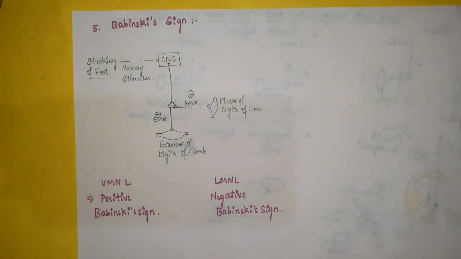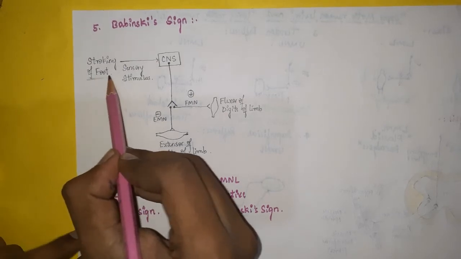Babinski's sign. In a normal individual, stroking of the foot results in plantar flexion of the foot. That means flexion of the digits. But in neurological disorder, stroking of the foot results in dorsiflexion of the foot. That means the digits will become extended. This is called a positive Babinski's sign. See this diagram. Stroking of the foot.